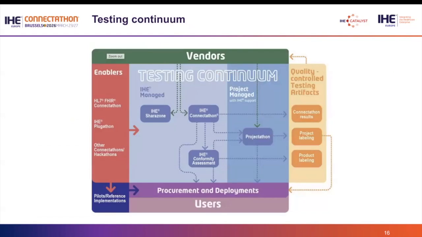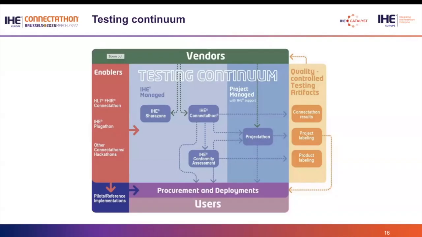And this is the testing continuum which we show to participants. So we have this red left block, which we call enablers. For example, in that category fall the HL7 FHIR connectors, but also, for example, the IHE Plugathons. So that's where we are.